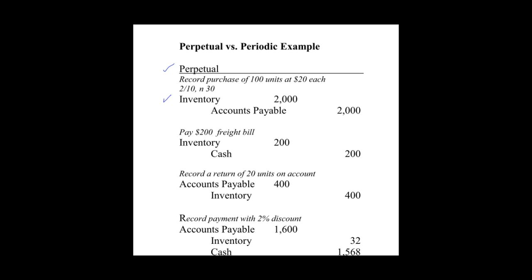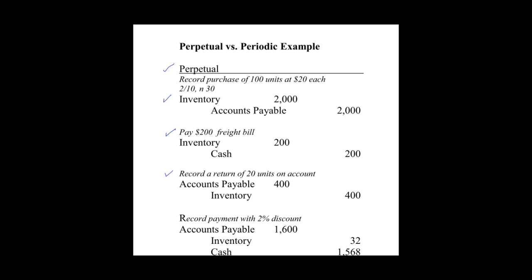You were then asked to pay a freight bill for $200 cash. Any costs incurred getting the inventory in place and ready for its intended use would be included in the inventory account. Then you were asked to record a return of those 20 units. 20 times 20 is 400. You would take it out of accounts payable and out of inventory. Once again, all costs associated with inventory are kept in the inventory account real time. Some inventory left, and so you would show it as gone.